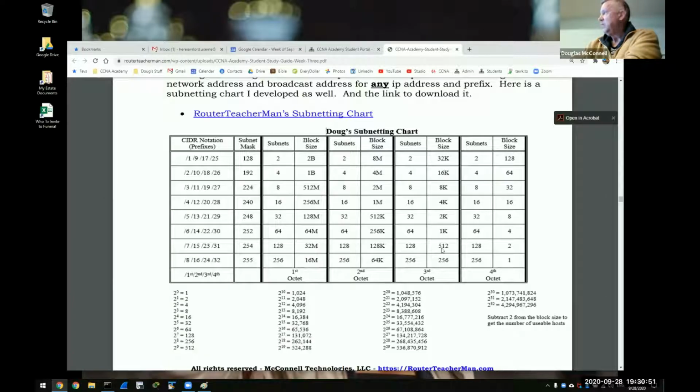1024, 2048, 4096, 8192. So 2 to the power of 0 equals 1. Would that be the math in decimal? 2 to the power of 0 equaling 1? Nope, this is binary math. All the way up to 4,294,967,296 possible addresses.